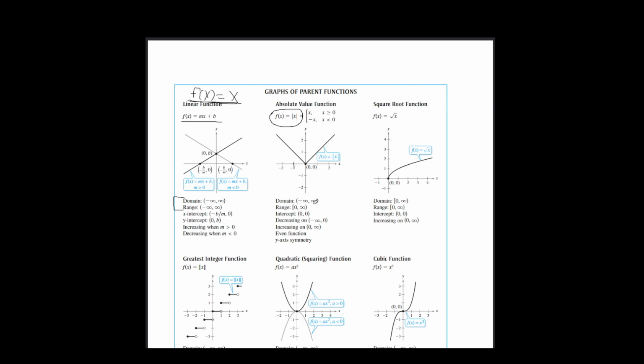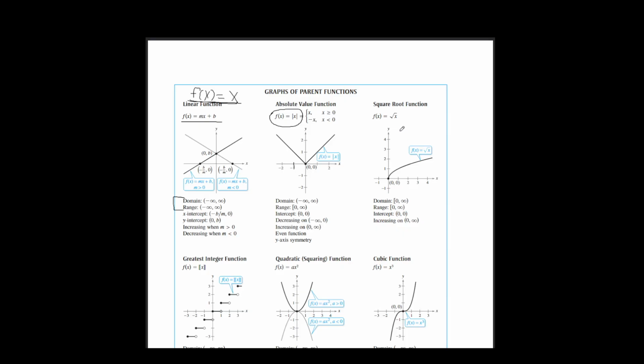Your domain would be -infinity to infinity, and your range will be 0 to infinity. So again, as we can see by the graph right here, these lines do continue out. And that happens for all of these graphs. Those go out forever. So for our domain, there's not going to be any issues plugging in any numbers here. Range, again, since it turns all negative numbers positive, you'll just go from 0 to infinity.